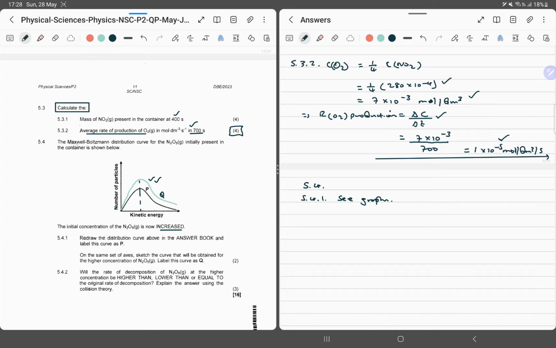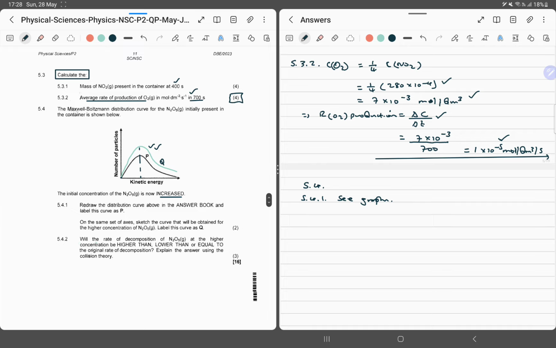I guess the shape and the peak, whatever, doesn't matter. Now it says, will the rate of decomposition of dinitrogen pentoxide at the higher concentration be higher than, lower than, or equal to the original rate of decomposition? Explain the answer. Obviously, it has to be higher than, right? Yes, it has to be higher than.